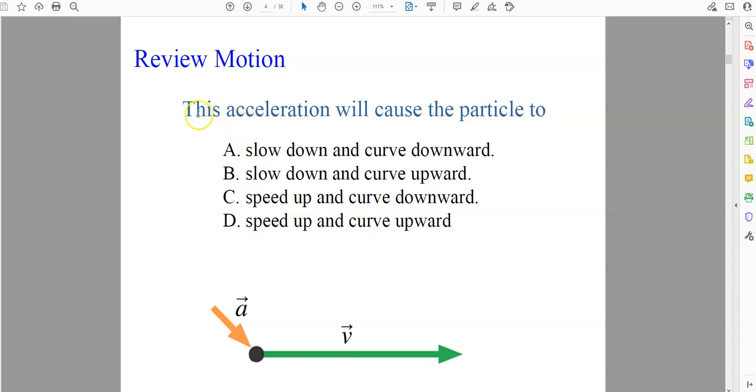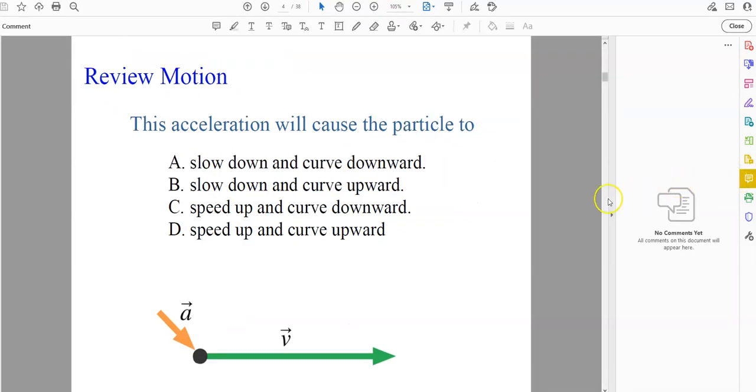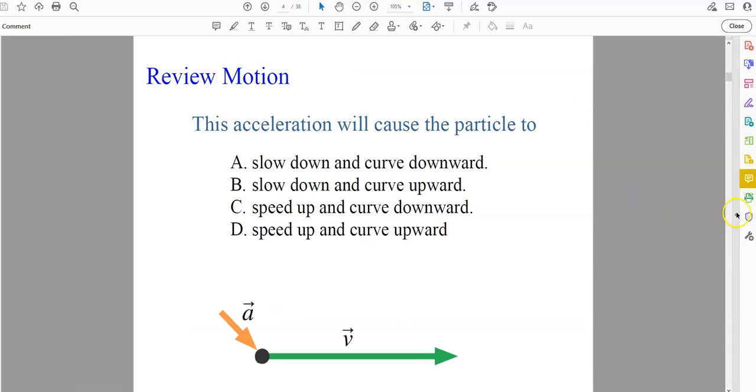All right, so hopefully you paused the video, and now we're getting a chance to try this out. So what I'm going to do is mark up this document by hitting the comments folder right here. I'm going to put that sub window back in, and now I'll have access to the pencil. So I'm going to split up this acceleration vector into its left and right components.